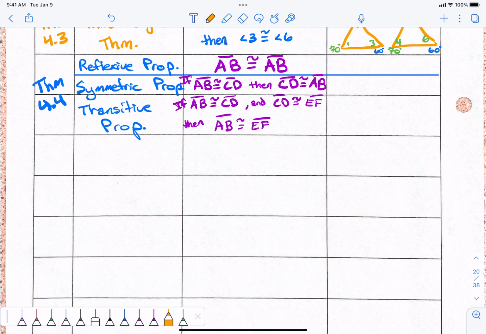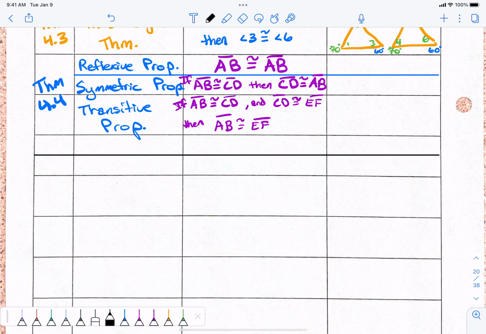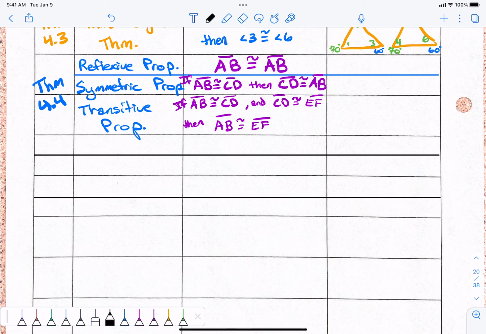And the first thing that we're going to write are the 4 theorems that we have done. I'm going to split these in half. So we're going to do halvesies here, and halvesies here. Side, side, side. Side, angle, side. Angle, side, angle. And angle, angle, side.